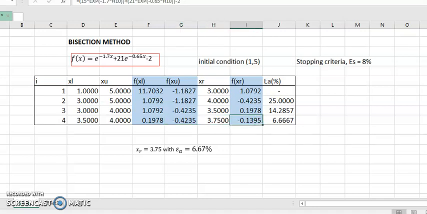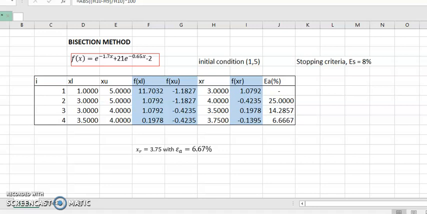And after that, you find your epsilon A. Since your epsilon A is 6.67, which is less than the stopping criteria, you stop the process. Therefore, your estimated root is 3.75 with epsilon A 6.67%.